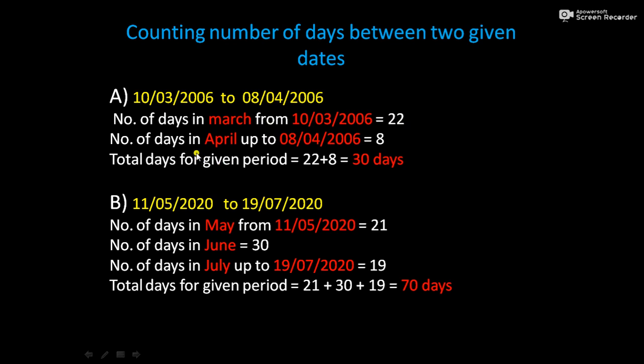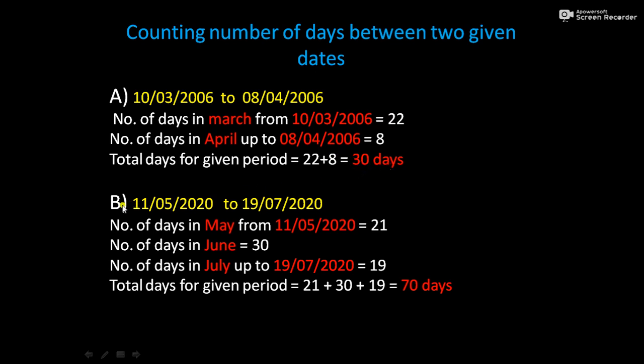Now coming to the ending date. Here this is our ending month. So up to 8th of April, how many days do we have? Obviously we have 8 days. So total days for the given period equals 22 plus 8 equals 30 days.